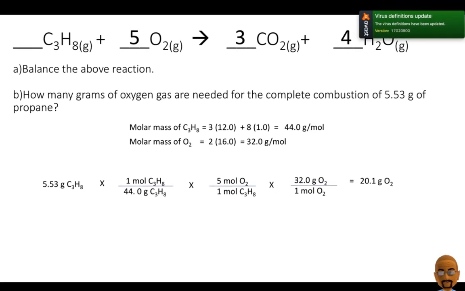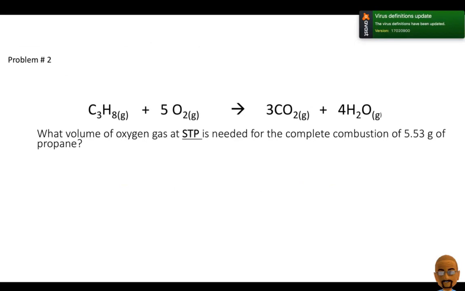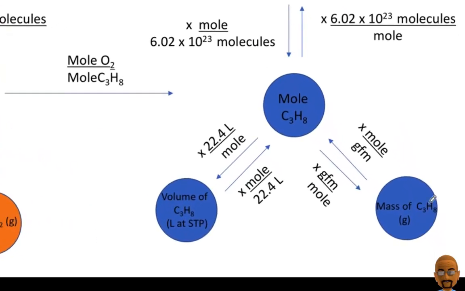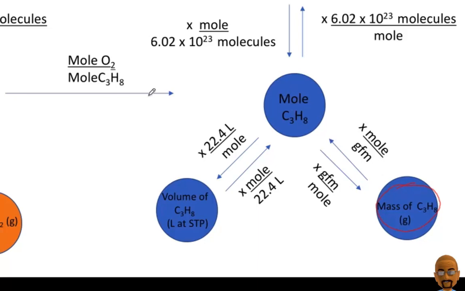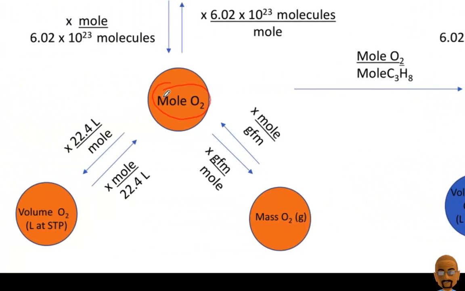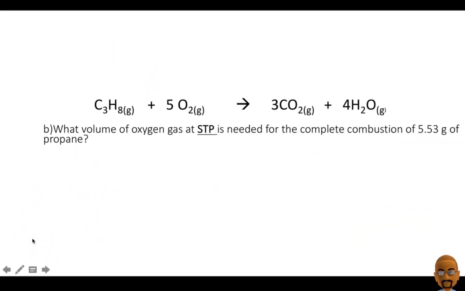We can use the mole map to go from, in this case, mass to volume of oxygen gas at STP. So looking at the mole map again, I'm given a mass of propane. And so to get from mass of propane, I need to go first to moles of propane. Then I'm going to use my mole ratio of oxygen to propane. That'll get me to moles of oxygen. And then finally, to get to volume of oxygen, I'll use the 22.4 liters per mole relationship to get to volume of oxygen. So there's the plan.